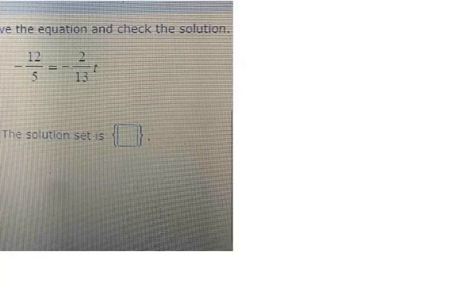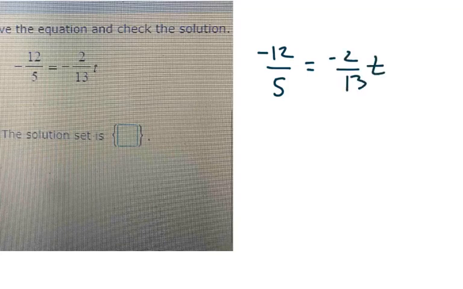Okay, let's take a look at this question here. We have negative 12 over 5 equals negative 2 over 13 t. The question is, how do we get rid of the fraction? What we do is we always multiply by the reciprocal, because the reciprocal will divide out.